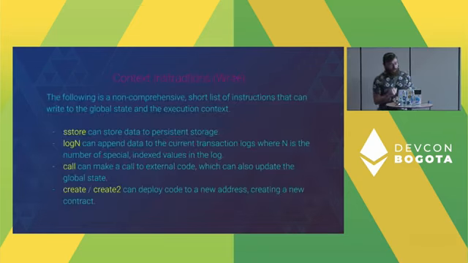Next, we have the context instructions that can write. And again, non-comprehensive, lots of stuff going on here, but some of the really important ones. Sstore can store data to persistent storage. Log n can append data to the current transaction's logs, where n is the number of special indexed values in the log, right? So if you've written Solidity, you see the events, you see sometimes that keyword indexed. All of these are actual indexed topics within this event.